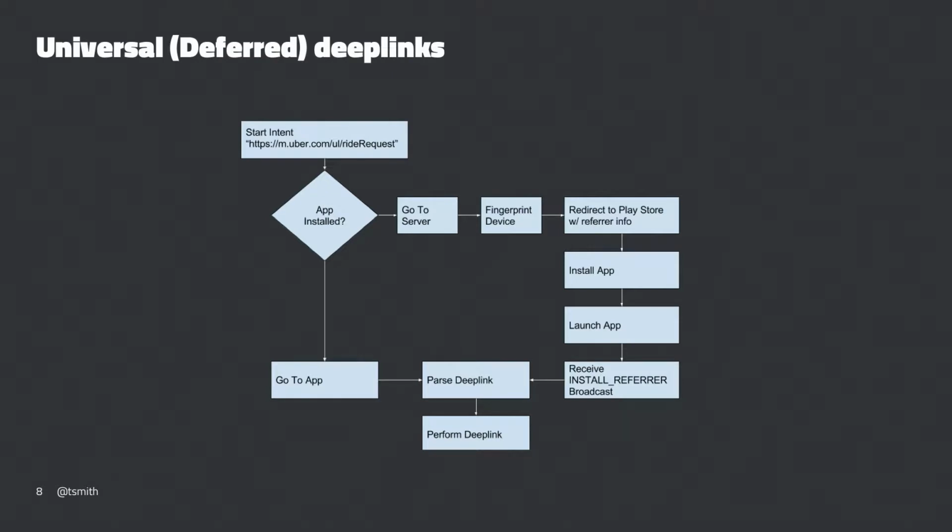Now, once the user is on the Play Store and they install the application, and they launch it for the first time, the Play Store will emit a broadcast that your app can register to receive called the install referrer broadcast. And inside that intent, it will have the referrer information that you originally passed in as the query parameter to the Play Store.